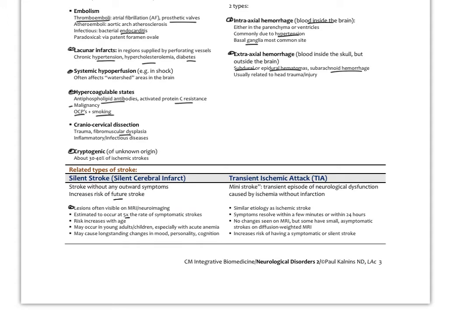May occur in young children and adults, especially with acute anemia, but it can also result over time as you get all these microinfarcts through the brain, causing long-standing changes in mood and personality and cognition. And that might actually lead to people being diagnosed with dementia.